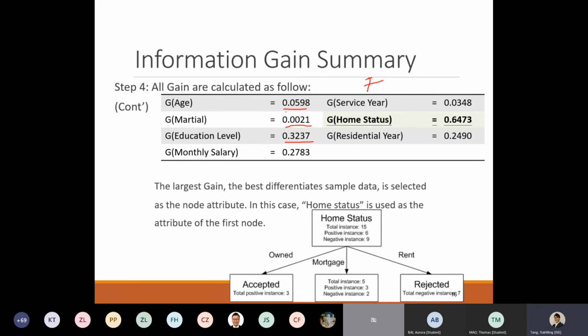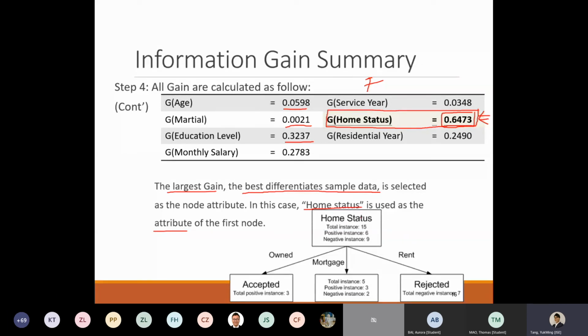And then finally, let's look at this information gain. Now you find that for the home status, the information gain value is the largest. That means this is the best way to differentiate the sample data. The home status is the best attribute to divide the data into different groups. So in order to classify the customers into different groups, we need to start from the one with the largest information gain.